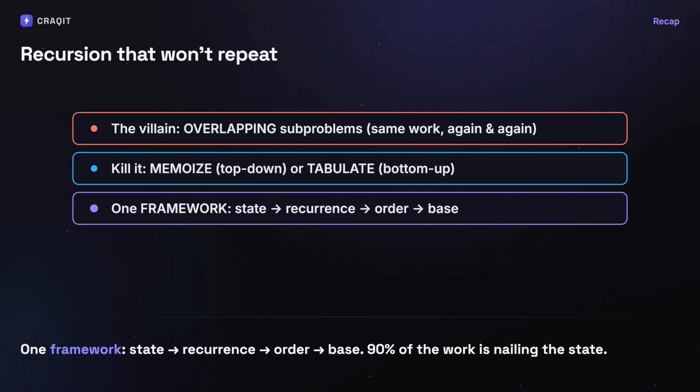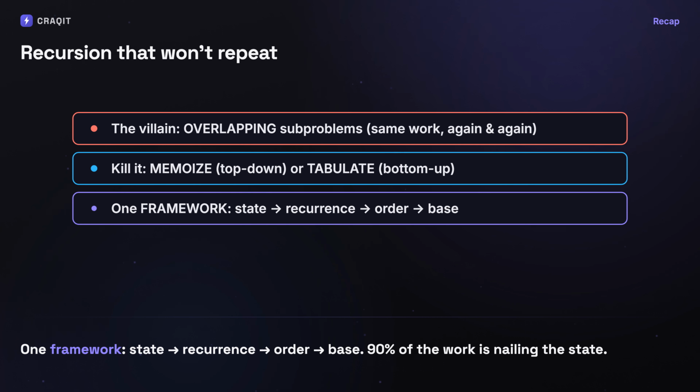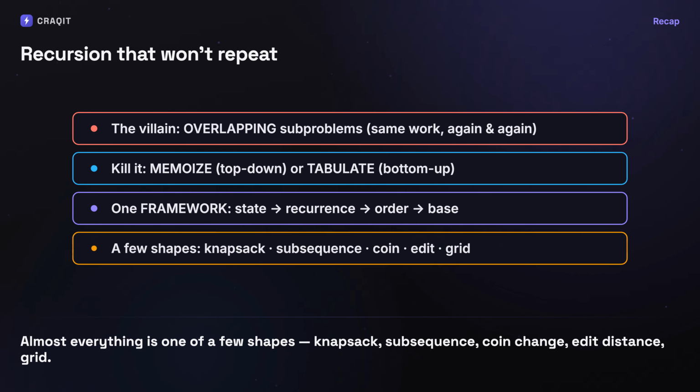Define the state, write the recurrence, pick the order, set the base cases, and 90% of the work is nailing the state. You spot dynamic programming by 3 tells. It asks for an optimum or a count, you make choices, and those choices overlap. Almost everything you'll face is one of a few shapes: knapsack, subsequences, coin change, edit distance, grid. And the senior flourish is shrinking the memory to just the rows your recurrence reaches back to. Learn to see the repeated work, and dynamic programming stops being the scary one.